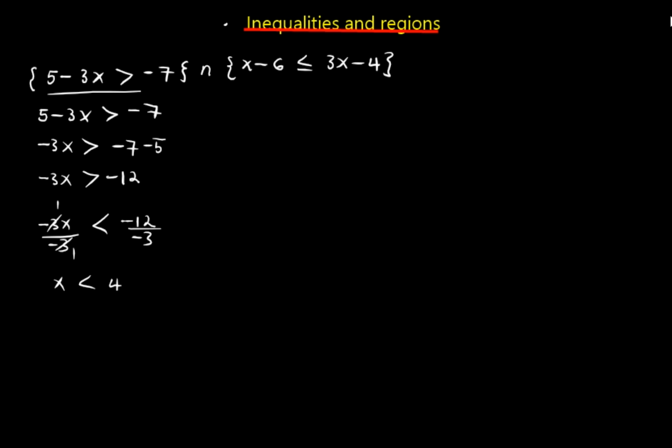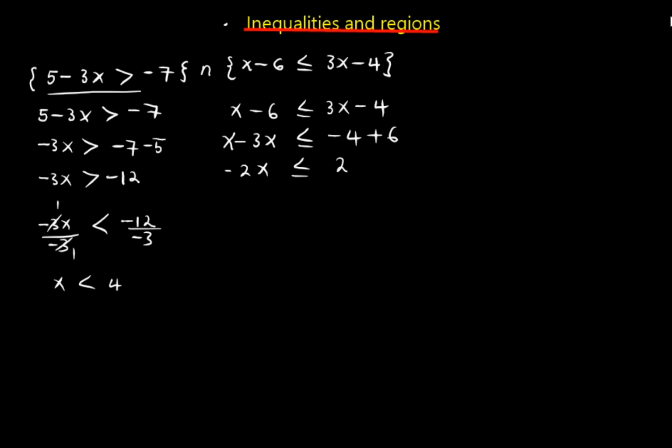Set number 2, we have x minus 6 less than or equal to 3x minus 4. So we are going to collect like terms, implying that we are going to carry negative 6 to the right and 3x to the left. And that is x minus 3x is less than or equal to negative 4 plus what? 6. What is x minus 3x? That is negative 2x, and everything is less than or equal to 2.